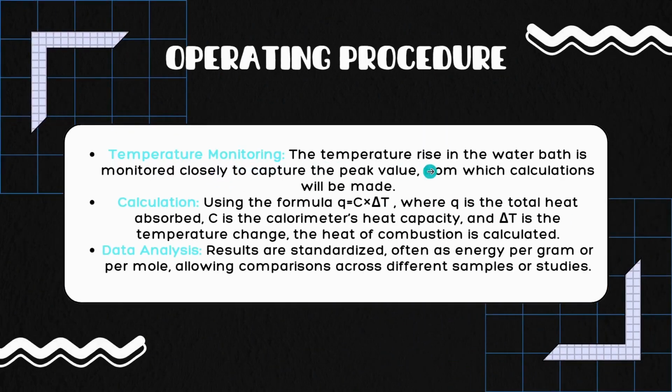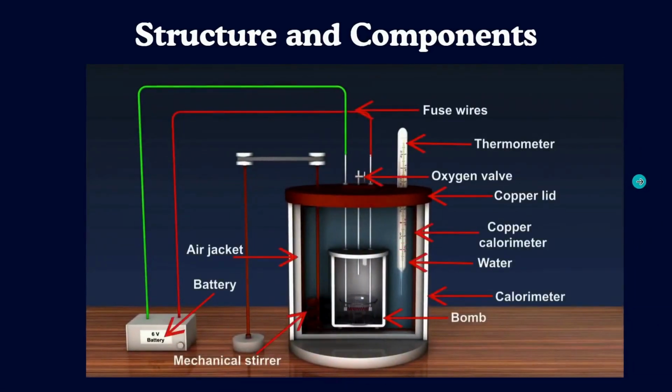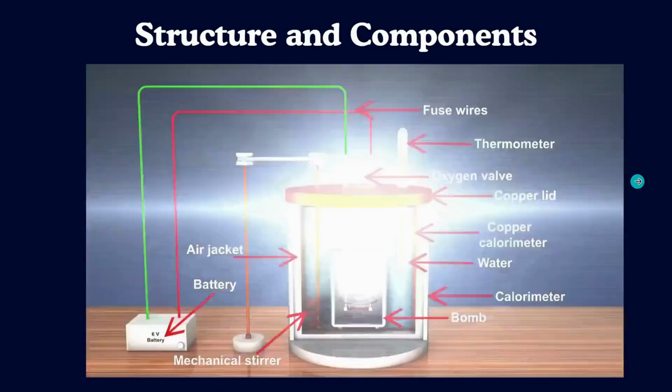Temperature monitoring. The temperature rise in the water bath is monitored closely to capture the peak value from which calculations will be made. Calculation using the formula Q equals C times delta T, where Q is the total heat absorbed, C is the calorimeter's heat capacity, and delta T is the temperature change. The heat of combustion is calculated. Data analysis. Results are standardized, often as energy per gram or per mole, allowing comparisons across different samples or studies. Let's see a small video on the working.